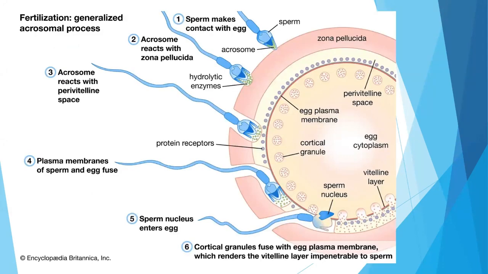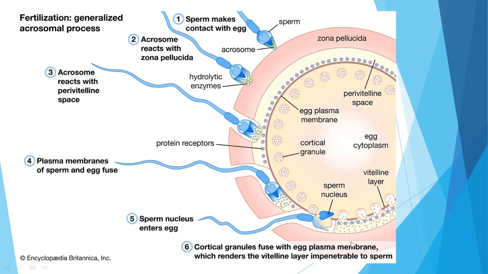Now this is a typical picture of fertilization. The sperm makes contact with the egg, and then the acrosome reacts with the zona pellucida and the perivitelline space. Then the plasma membrane of sperm and egg fuse, and the sperm nucleus enters the egg. Then the cortical granules fuse with the egg plasma membrane, which renders the vitelline layer impenetrable to sperm.